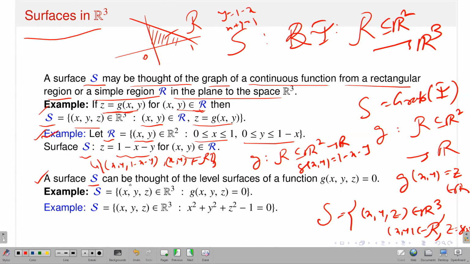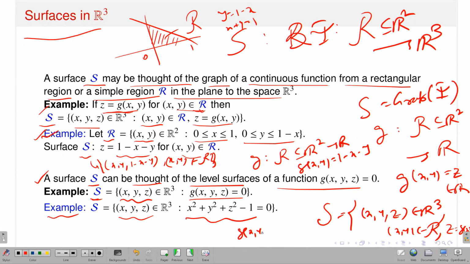Look, another example I have given. A surface S can be thought of as the level surface of the function g of x, y, z equal to 0. Suppose you have a function g from R3 to R, so it's a kind of scalar field. Then the corresponding level surfaces you can also think about as a surface. That means define the set S, the collection of all those x, y, z in R3 such that g of x comma y comma z is equal to 0, and g of x comma y comma z is nothing but x square plus y square plus z square minus 1. So this is a particular function g.